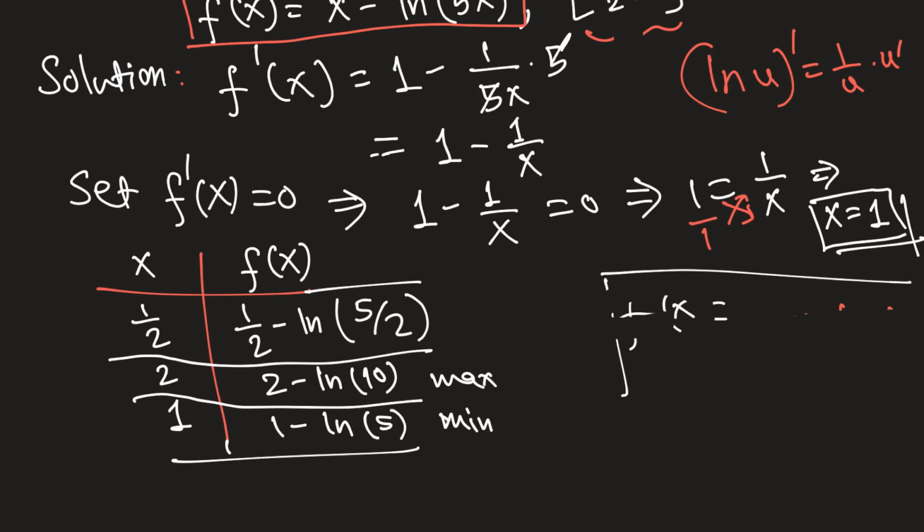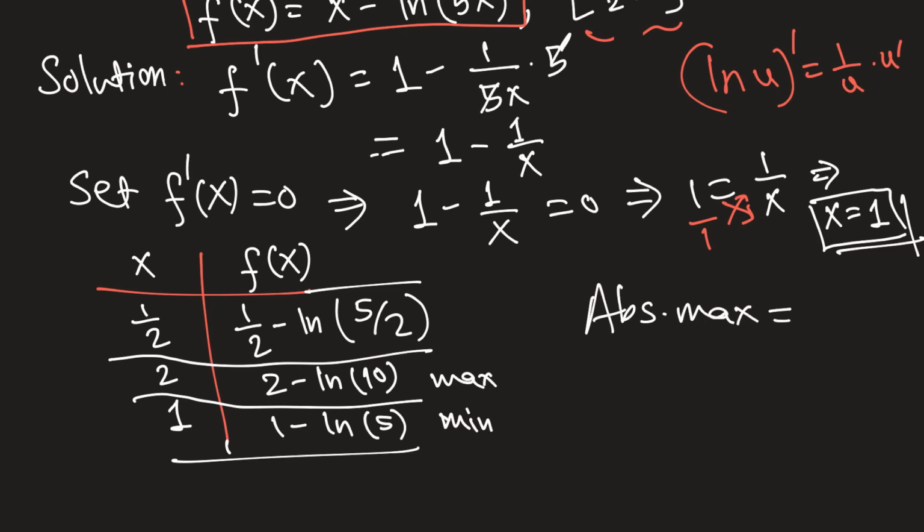Okay, so let me erase this and just write down here: absolute max is 2 minus ln 10, absolute minimum value is 1 minus ln 5. Final.